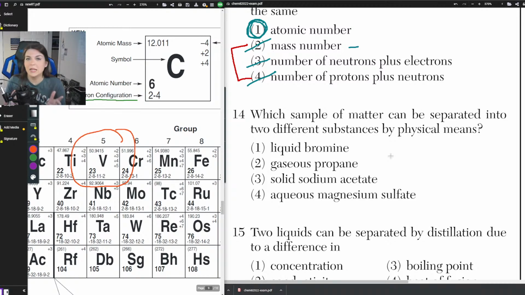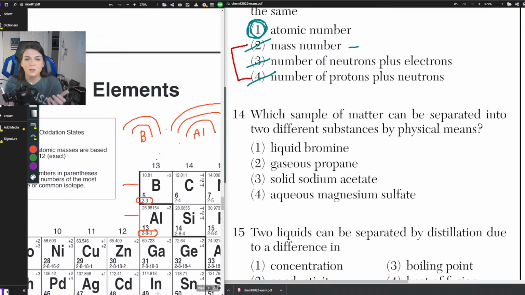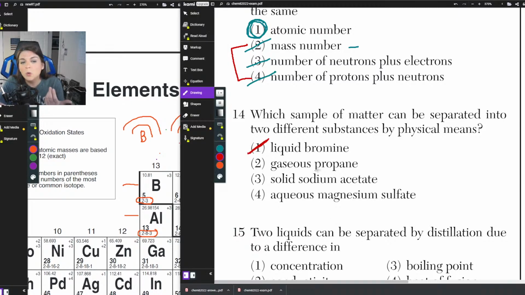Liquid bromine is an element. If you find it on the periodic table, it's an element. It's called the periodic table, spoiler, of the elements. If it's on the periodic table, it's not a mixture. It can be part of a mixture, but it itself is not a mixture. So bromine, not it. Gaseous propane.